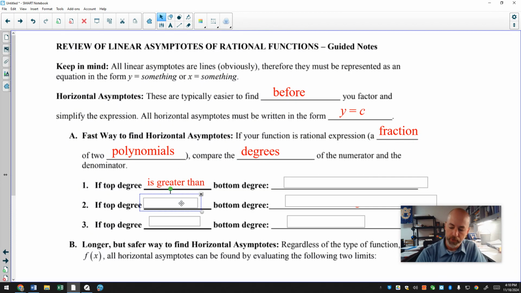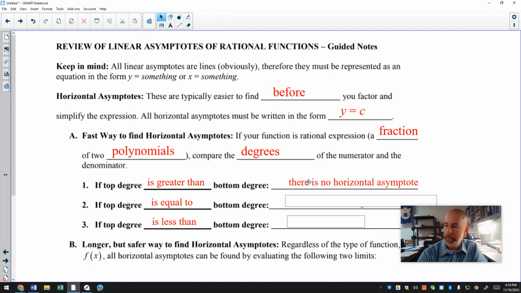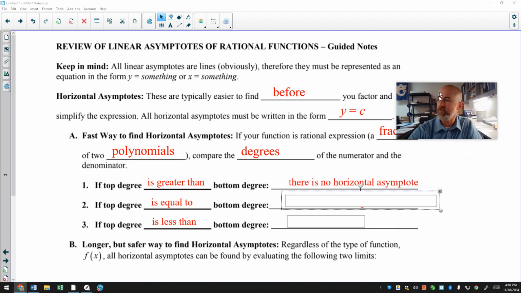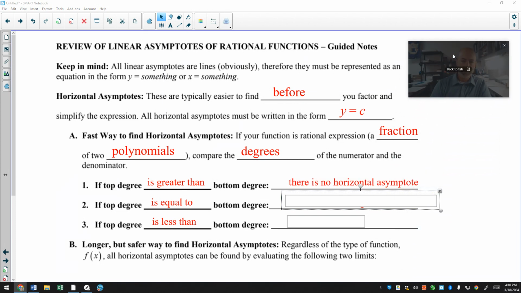And so there are three different situations. The top degree can be greater than the bottom. The top can be equal to, or the top can be less than the bottom. And these are just memorization rules, but they're pretty efficient. I'm not a big fan of memorization math, but sometimes it's just more efficient to memorize certain rules so you can quickly get to the answer and start thinking about something else.